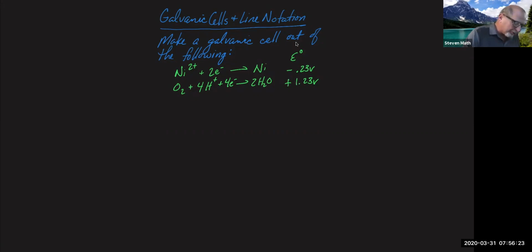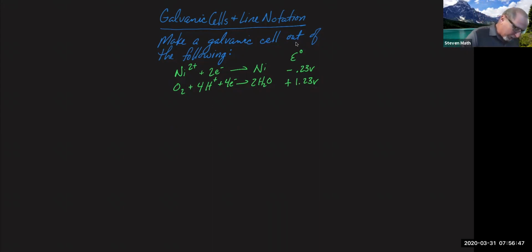We have nickel 2 plus being reduced down to nickel, and we have oxygen and hydrogen where there's an oxidation there. And so these are both written as reductions right now. The oxygen's going from 0 down to -2, the hydrogen's staying at positive. The nickel's going +2 down to the nickel 0.